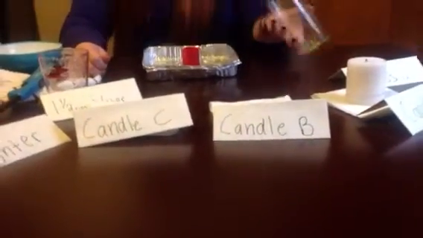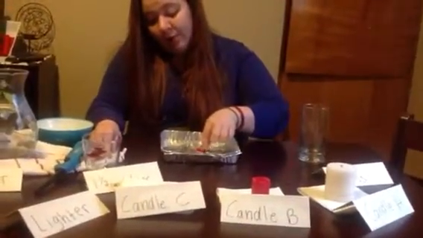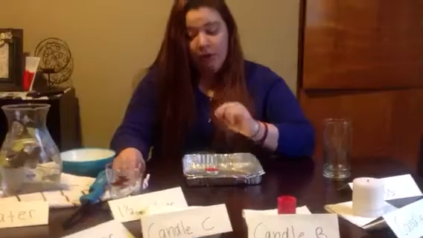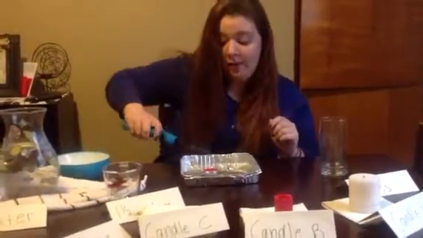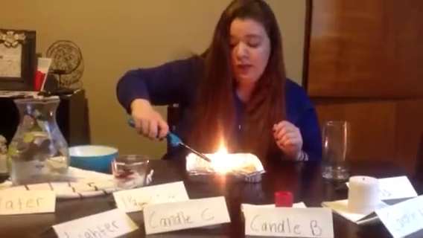Let's do the experiment again and watch the water with our smallest candle, C. With candle C, the water comes up until the very top of the candle, but not over it. Remember, I have 1.5 cups of water already inside of my tin. I'm going to light candle C.